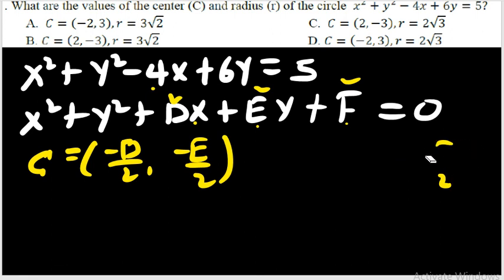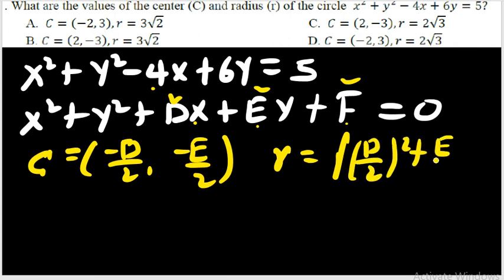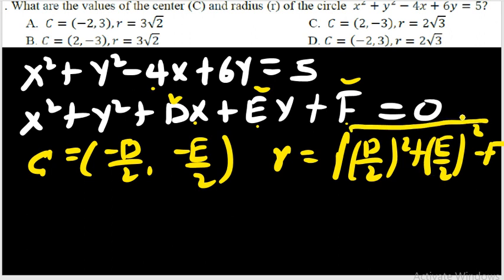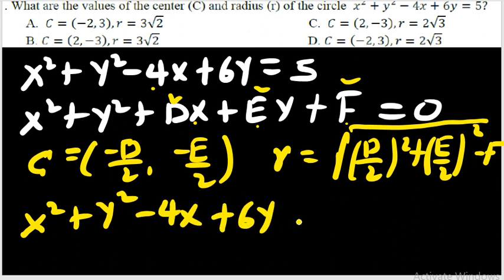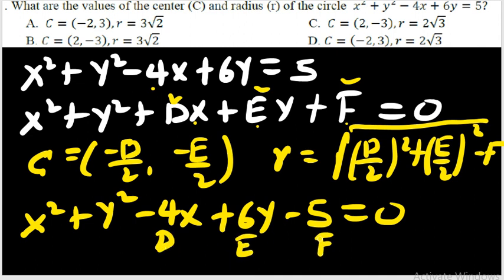So let's do it by this formula. The radius is equal to the square root of (D/2)² + (E/2)² − F, the whole in the square root. Therefore, what will it be for this equation? First of all, let's write the equation in standard form. It will be x² + y² − 4x + 6y − 5 = 0. I brought the 5 from the right side to the left side. Then this means the D, this means the E, and this one is the F. So what will be the center?